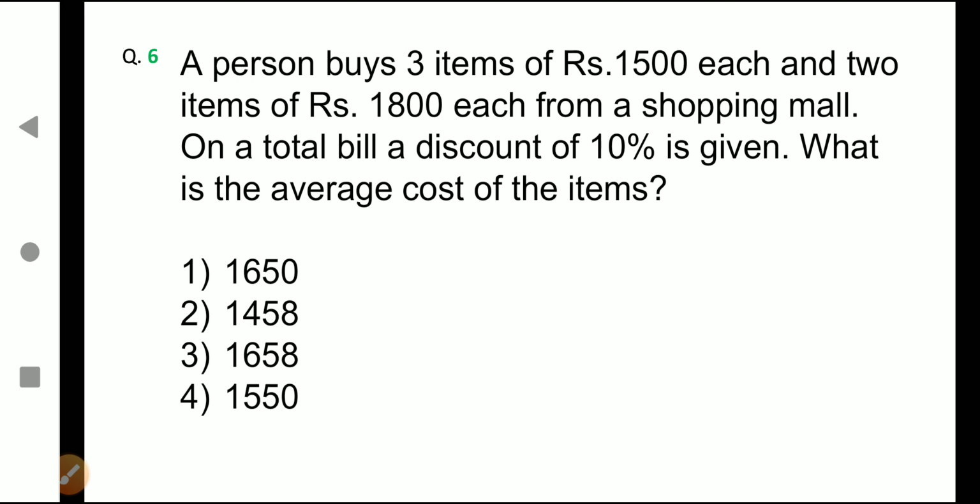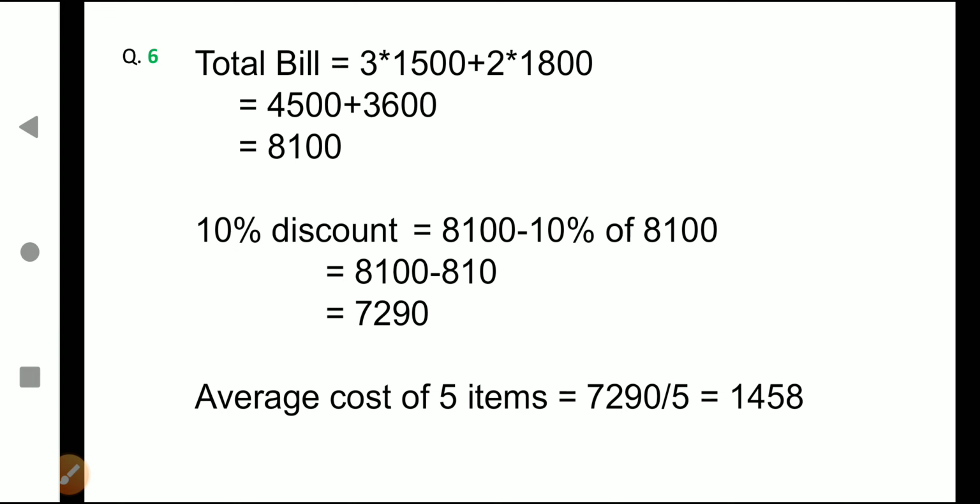A person buys 3 items of 1500 each and 2 items of 1800 each from a shopping mall. On the total bill, a discount of 10% is given. What is the average cost of the items? So he is buying 5 items.